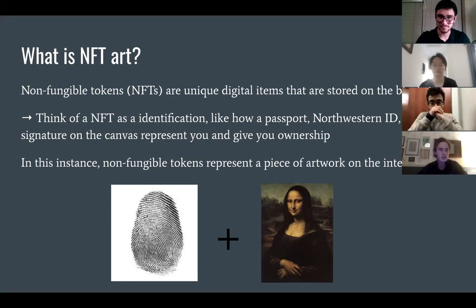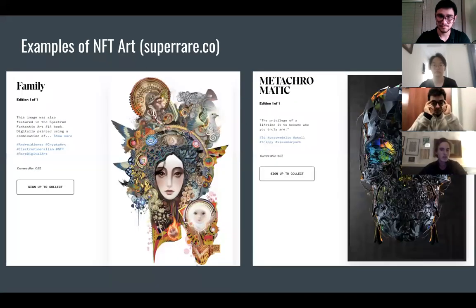So these two examples on this next slide are examples of NFT art on a marketplace known as Super Rare. So you can see Family and Metachromiac here, obviously. The artist created the art, then he tokenized it with an NFT to prove his ownership to the world, and now he's selling it on the marketplace just like any other in-person art gallery.